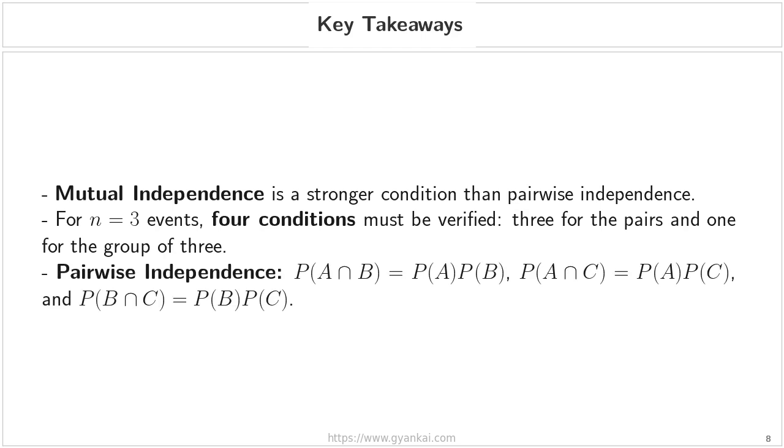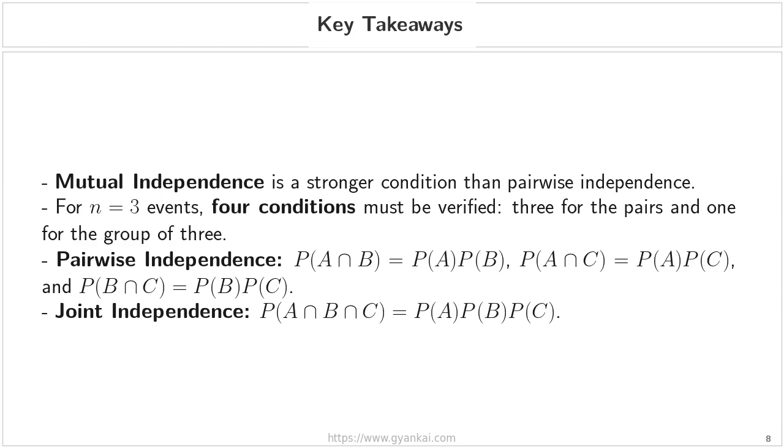To recap those formulas, for pairwise independence, you must ensure that the probability of A intersection B equals the probability of A times the probability of B. The probability of A intersection C equals the probability of A times the probability of C. And finally, the probability of B intersection C equals the probability of B times the probability of C. Then, you must satisfy the condition for joint independence, which is that the probability of A intersection B intersection C must equal the product of the individual probabilities of A, B, and C.